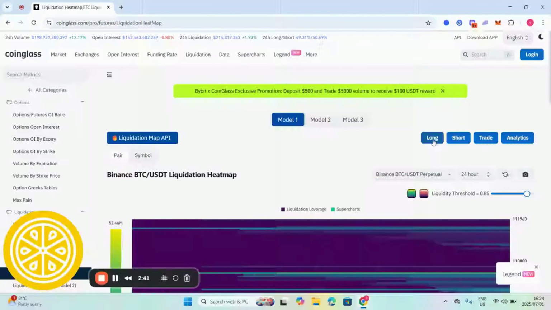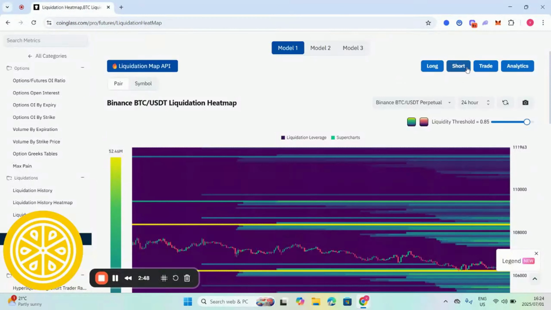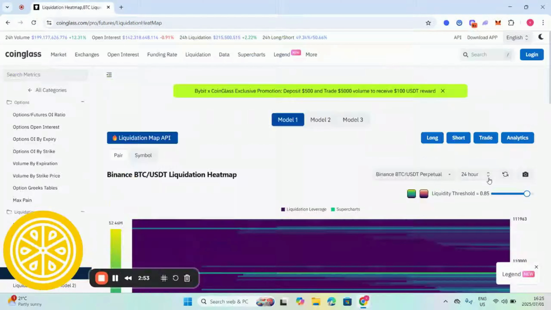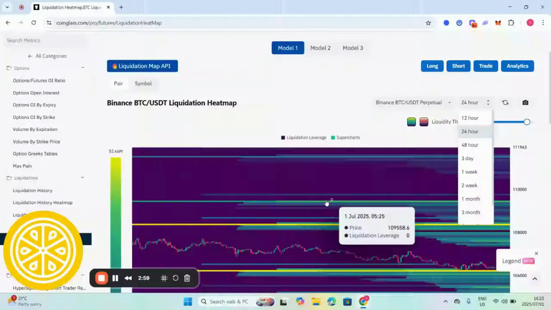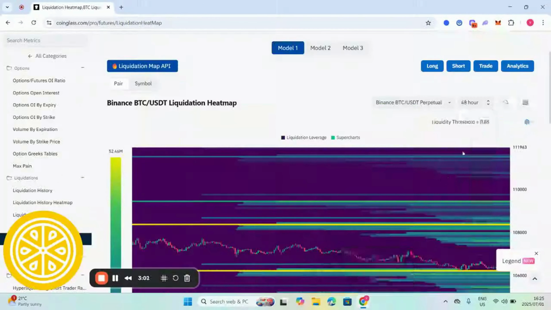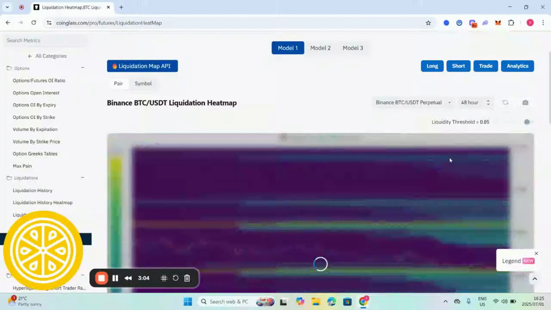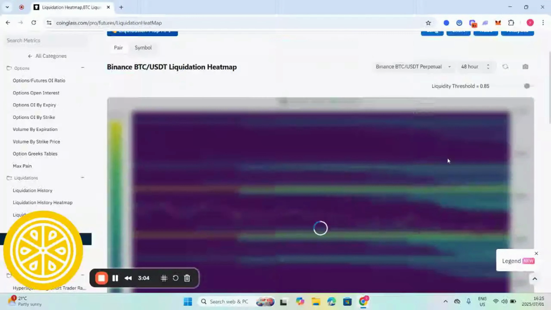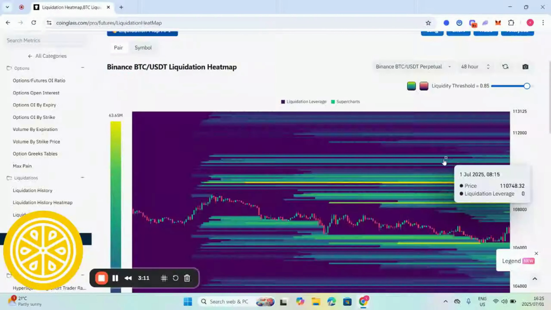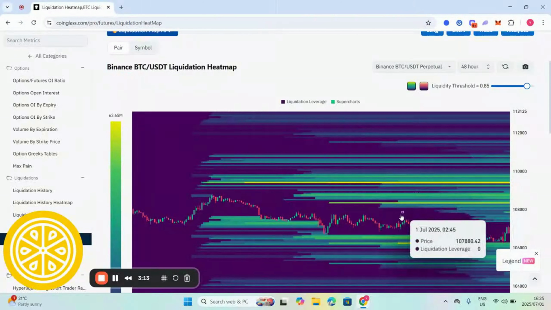For example, let's take long. As you can see, you can choose between long and short trade analysis. If you are fine with it, you can set the duration. For example, this is the 24-hour liquidity heat map. If you change it to 48 hours, you know what type of different time frame you are playing with. As you can see, it's quite different.